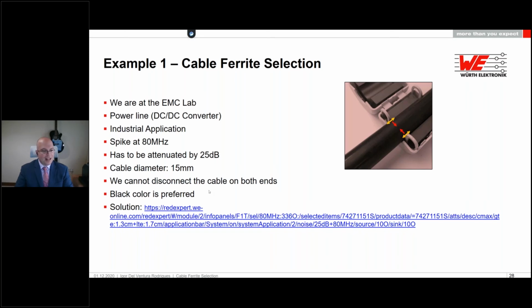Okay. Some comments here. Since we cannot disconnect the cable on both ends, we will have to consider snap ferrites. And we have the ferrites as standard in light gray and also in black color, which is quite nice. But we also have them available in other colors if it's necessary. All right, so let's go there to RedExpert.